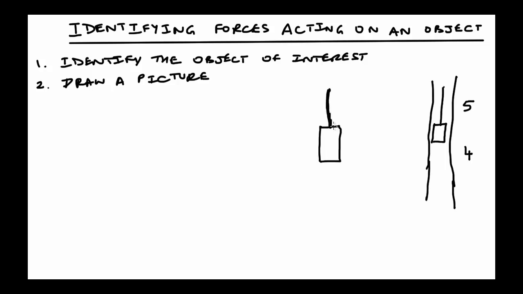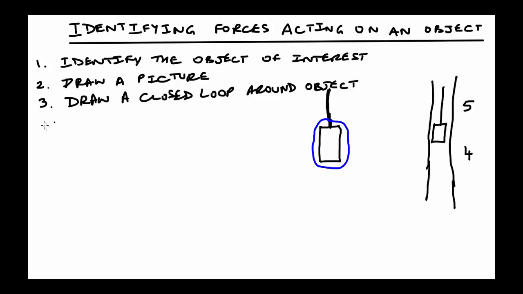Next, having clearly identified our object of interest, which is the elevator car, we draw a closed loop around it. And I'm going to use a different color to do that so we can follow this. So here's the closed loop around our object of interest. The reason we do this is to identify the interaction points of the object with its surroundings, and since we know that other than weight, all the other forces are contact forces, they must exist along the boundary of this closed loop.